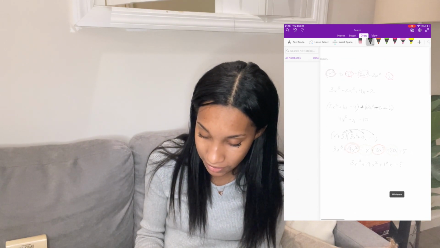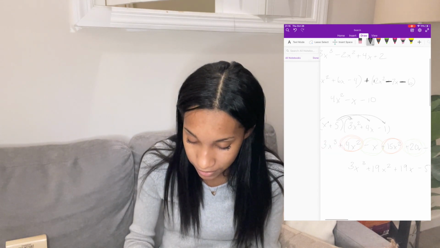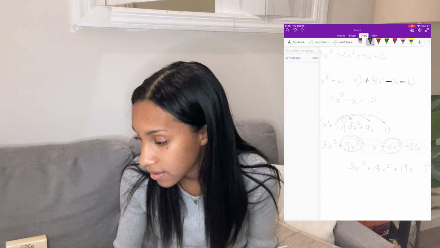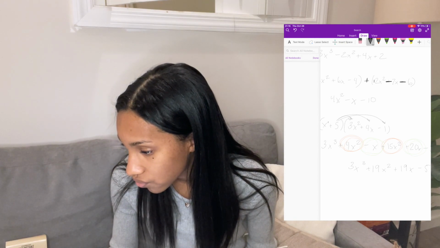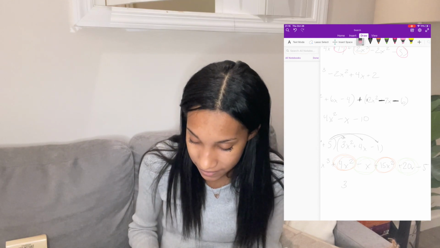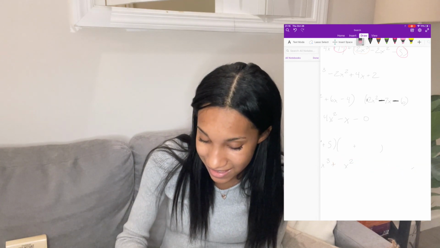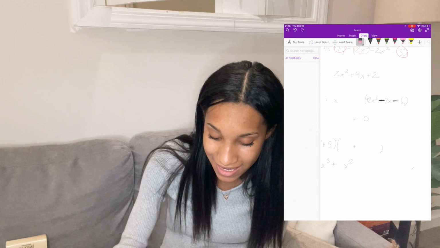So that is going to be you multiplying polynomials. You're basically distributing and then combining like terms at the end. So now moving on to the fun stuff, algebraic equations and inequalities. So much fun.